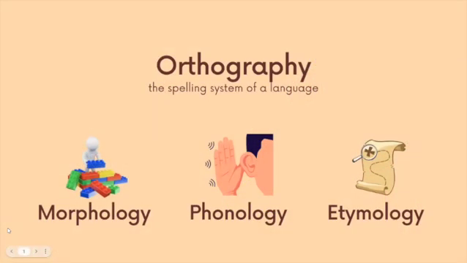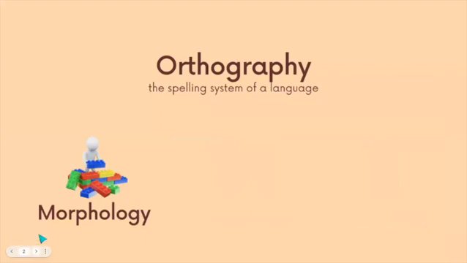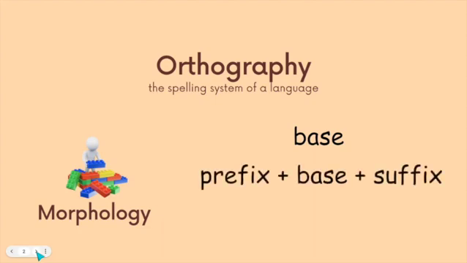When we look at spelling, we have to remember that we're looking at an entire system of language, and that is orthography. You'll recall that orthography includes three different areas. First, there's morphology, and morphology is all about the building blocks of words. Every word has a base, and sometimes that base has prefixes added to the front, suffixes added to the end, and those two things, prefixes and suffixes, are referred to as affixes.